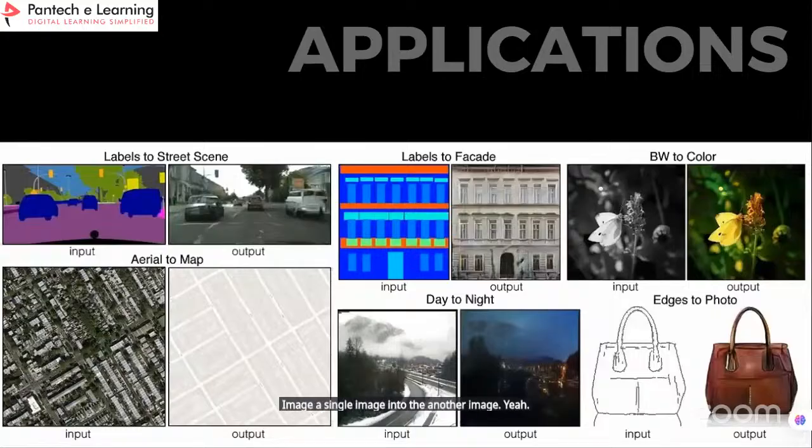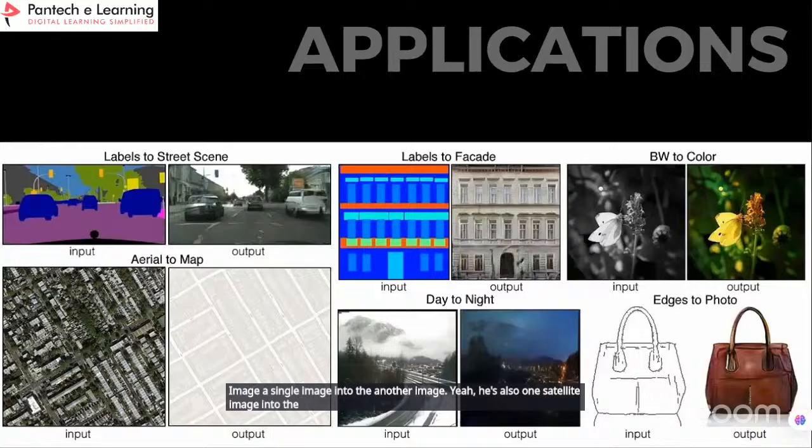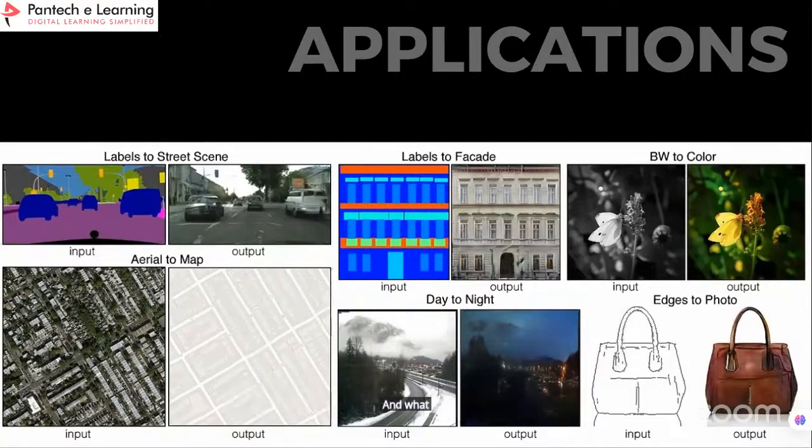This is also one: a satellite image into an aerial view, and a photo into the normal view. And also drawing a sketch art into a real image, day to night. In this way we can convert these.